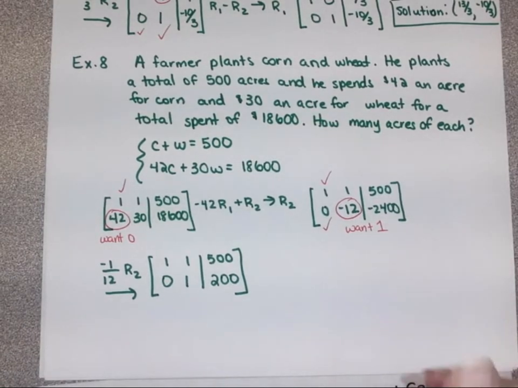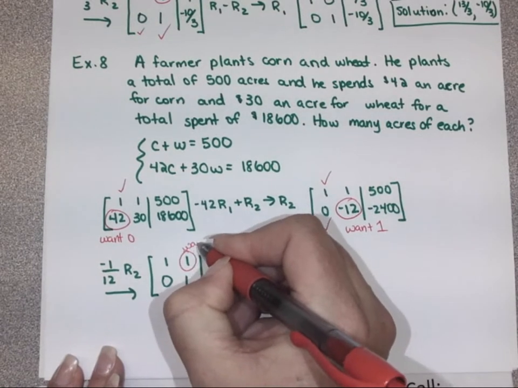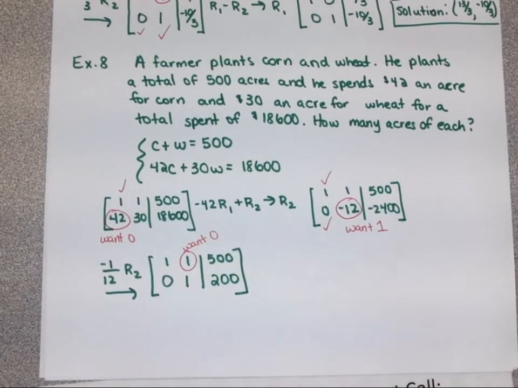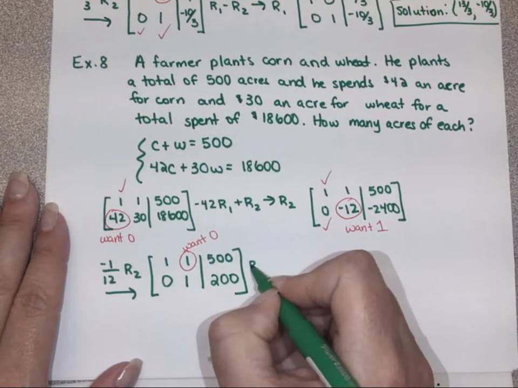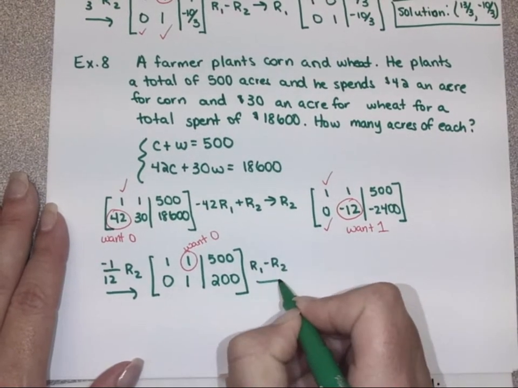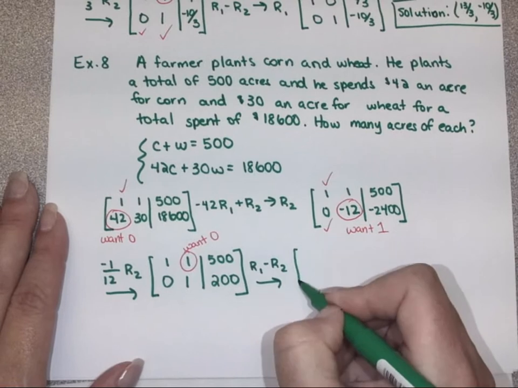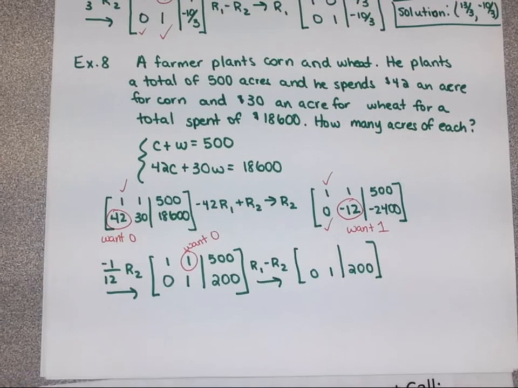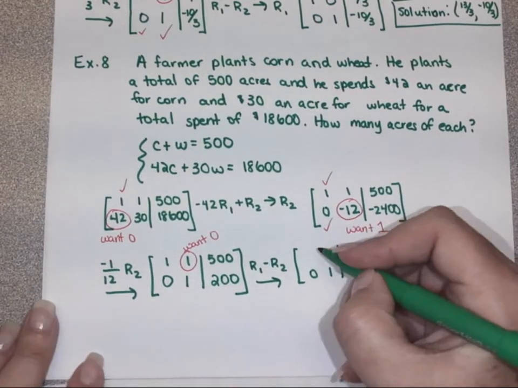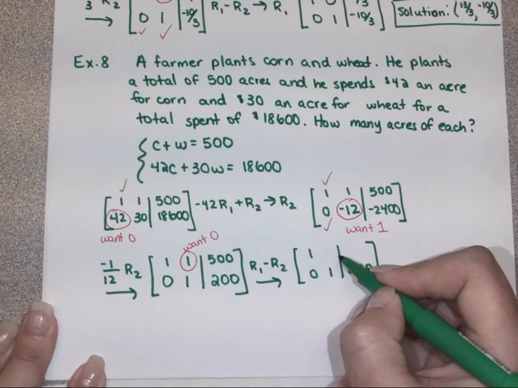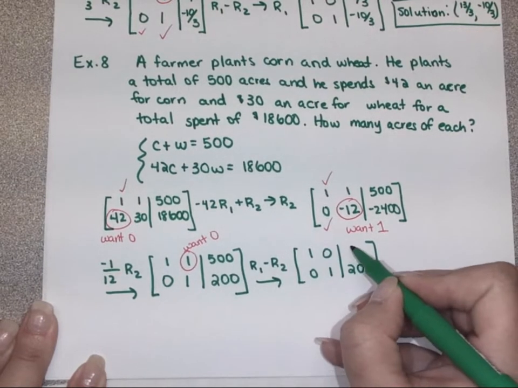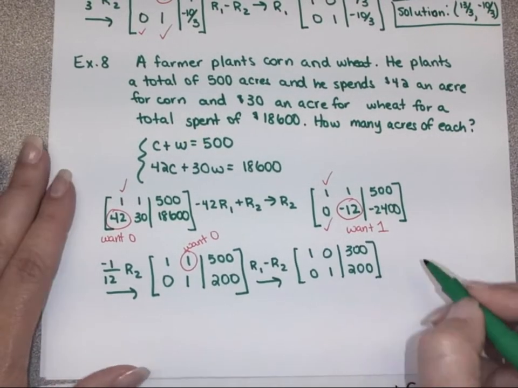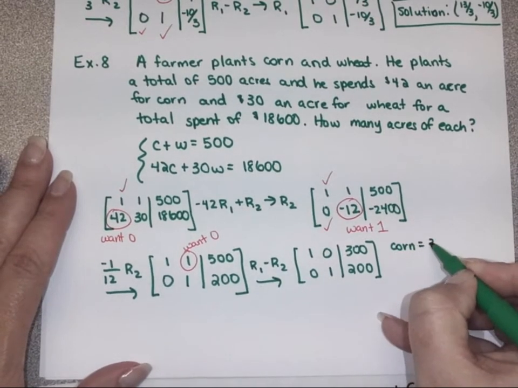So then very last but not least, I want this to be a 0. So I am probably going to do just row 1 minus row 2. So notice row 2 is done. So I actually know how much wheat I already have. And by default, I probably know how much corn too, but we're going to go ahead and write it down and finish out the matrix. So 1 minus 0 is 1. 1 minus 1 is 0. And then 500 take away 200 is 300. Okay. So notice that for corn, I have 300 acres.